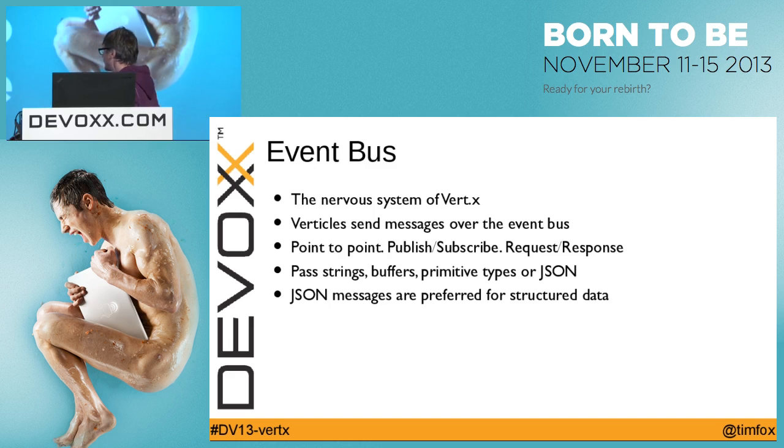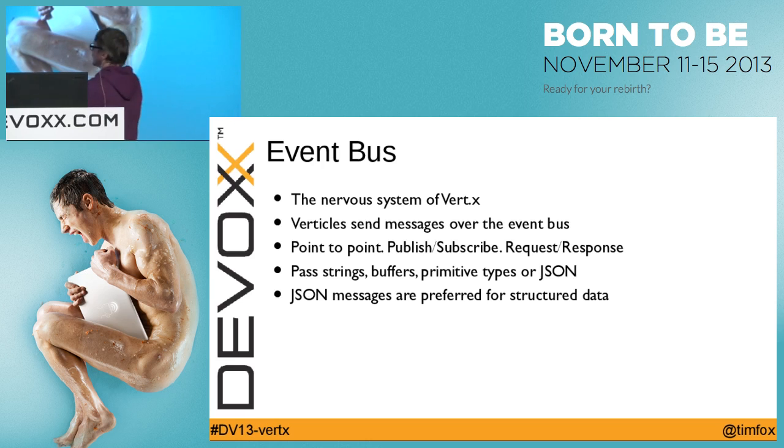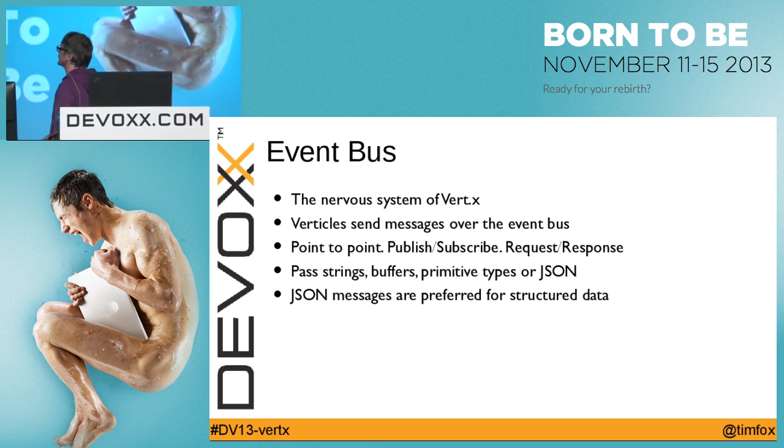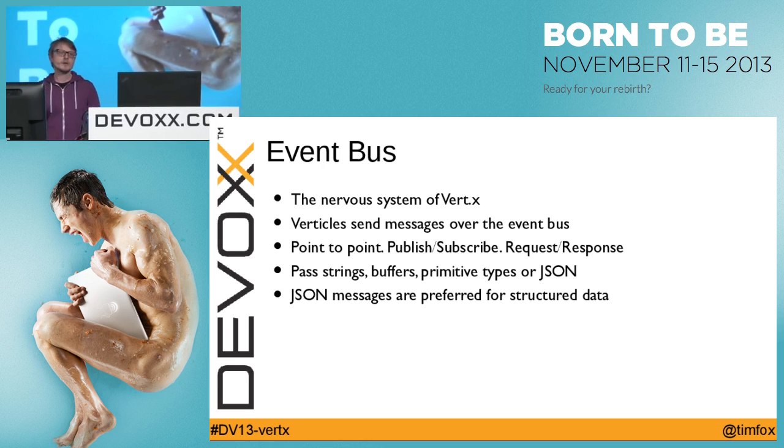So that was the first, and the demos will get a bit more interesting as we go along. The event bus. I mentioned the event bus was a really important feature of Vert.x. It is the nervous system of Vert.x. It's the means by which all the verticles talk to each other. As I mentioned before, the verticles themselves are single-threaded things that send messages over the event bus.